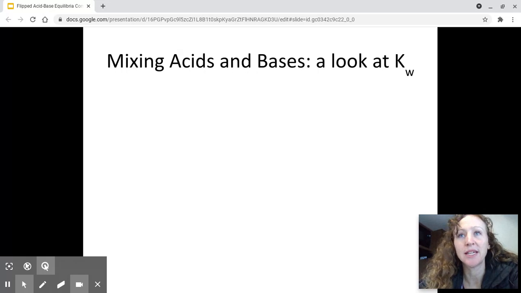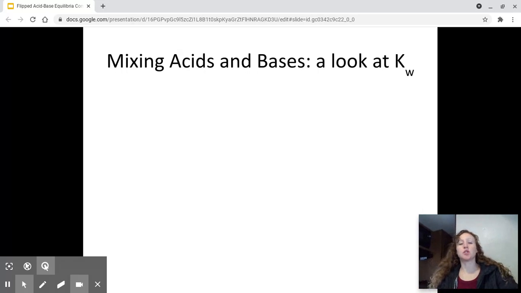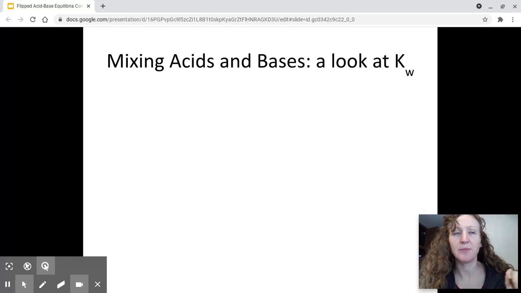But before we get going today, I just want to pause a little bit and take a look at Kw. So here we are mixing acids and bases, right? And as we mix acids and bases, there is a connection here to water, right? When you mix an acid and a base, it's called a neutralization reaction. And neutralization reactions make two things. One is water and one is a salt, right?